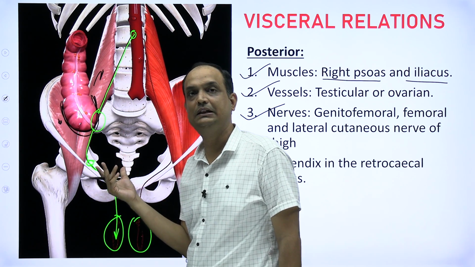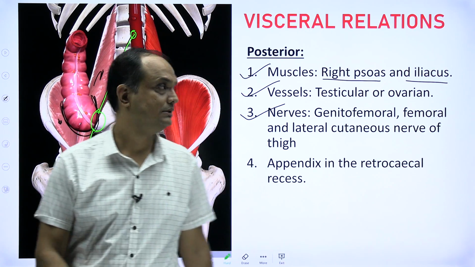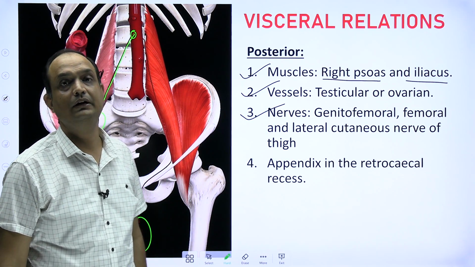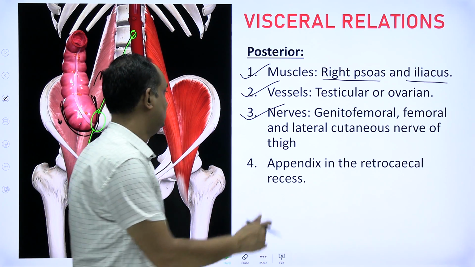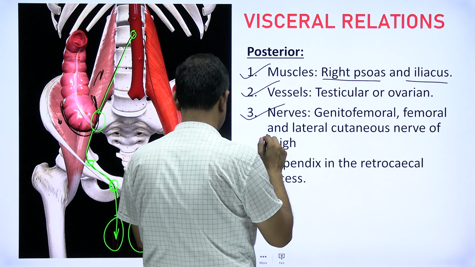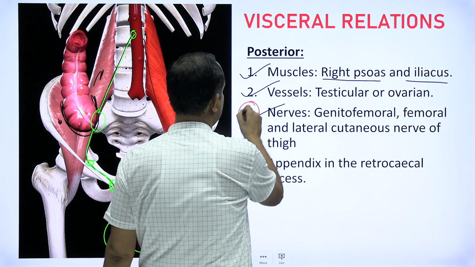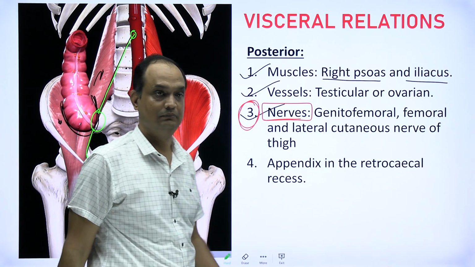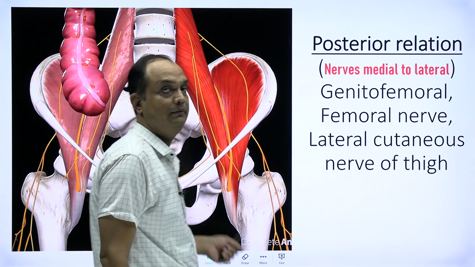If it is a female, then you will have the ovarian arteries. So, these are the two important arteries: testicular in male and ovarian in female. Now, this has become a question of your exam: name the nerves which are related to the posterior surface of the cecum. For that, we will see this image.